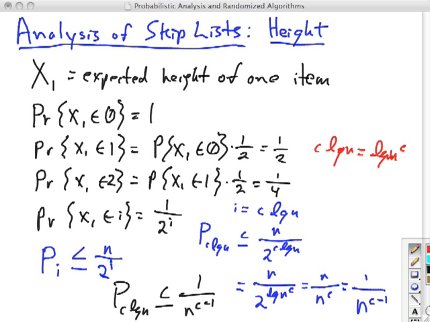So let's say if we want to bound it by 3, maybe. Let's say we don't want it to be any more than 3 higher than log n.